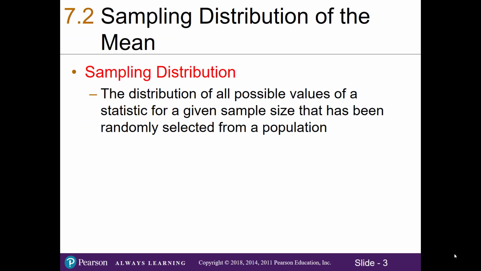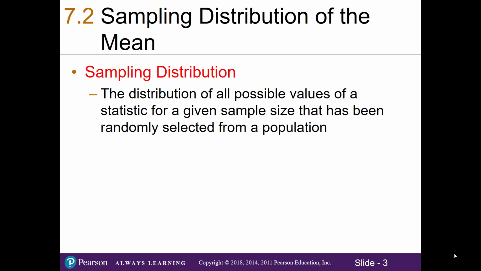Recall in Chapter 2, we learned about frequency distributions, where we take the values of a particular distribution and graph the values to create a histogram. Similarly, when we're working with a sampling distribution, we take the distribution of all possible values of a statistic, say the sample mean, for a given sample size that has been randomly selected from the population. In other words, if we took all of the possible random samples of a particular size and calculated the sample mean for each one and then graphed it into a histogram, we would get a sampling distribution.